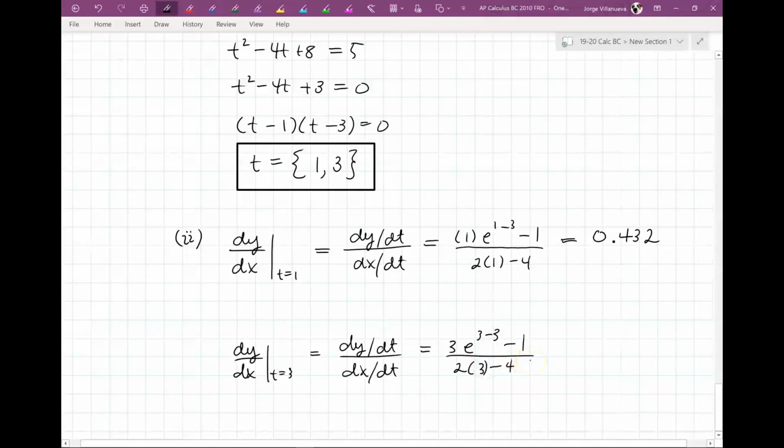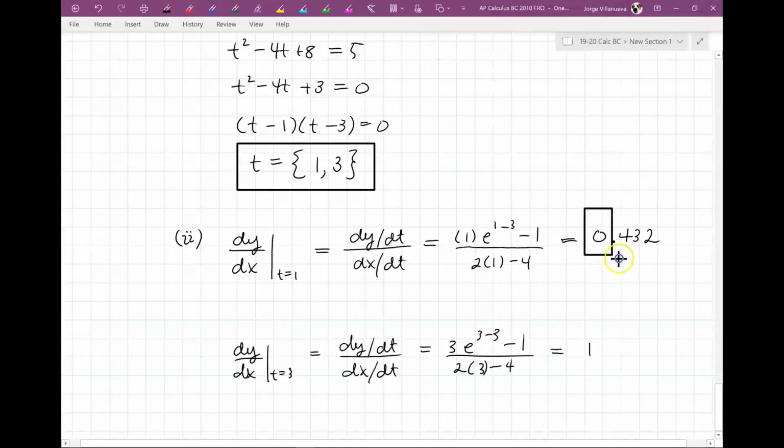So when t is equal to 3, we end up getting a 1. Okay, so that's our answer for that one once you calculate it. Those are my two answers that they wanted.